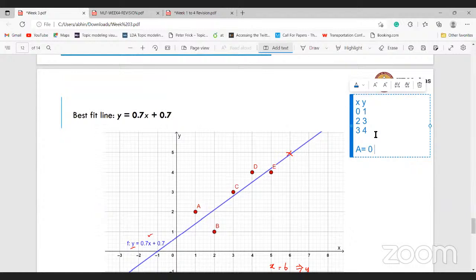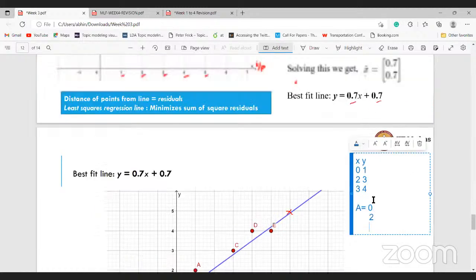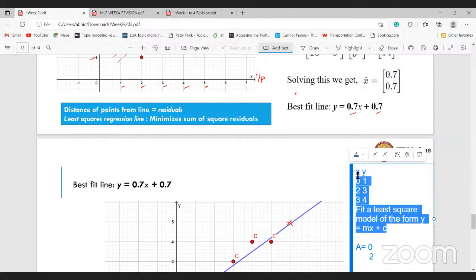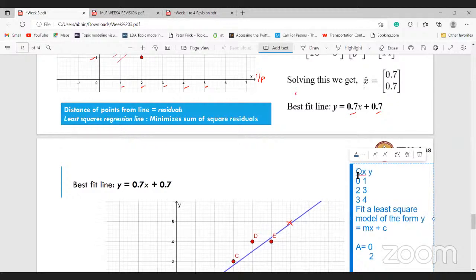Take all the x's, right? First 0. Sir, could you just mention what will be the question type for which we are solving this? In the sense, what will be the structure? It will be like: fit a least square model of the form y equal to mx plus c. This will be some question of this type. Maybe the wordings may be different.